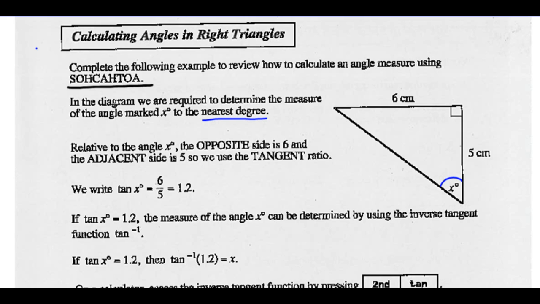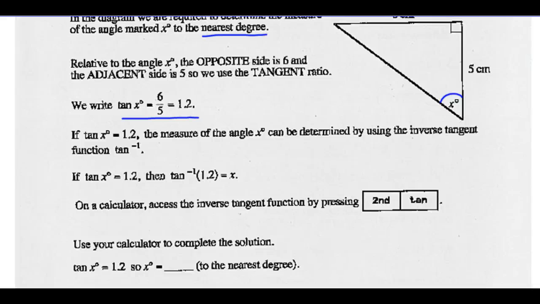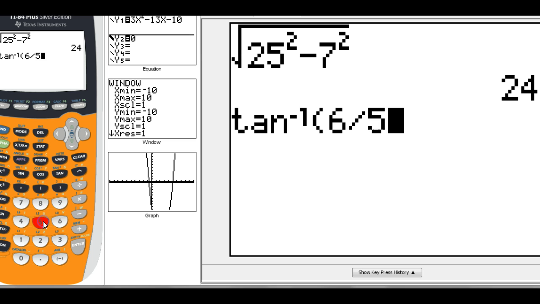We write the tangent of x degrees, then it would be opposite over adjacent, so 6 over 5, or the tangent of x is 1.2. Now you don't have to leave it as 1.2, you can just leave it as a fraction 6 over 5. To find the measure of angle x then, we can determine this by using the inverse tangent function on our calculator. So that's second function tangent, and then we would just type into our calculator 6 over 5. All right, so let's do that on the calculators. Second function tangent, 6 divided by 5.